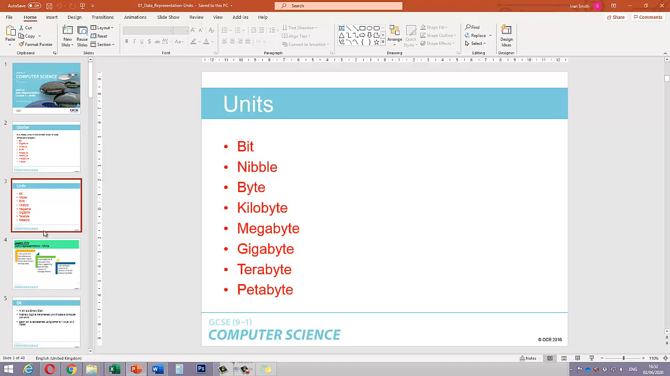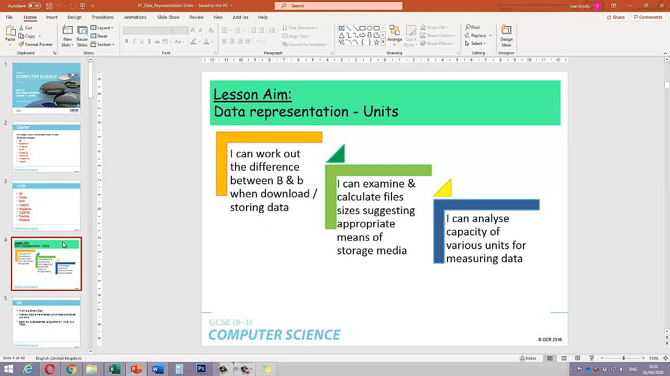Okay, now today I need you to begin to analyze the capacity of the various units for measuring data. That is your kilobyte, megabyte, gigabyte, and so on. Examining how to calculate file sizes, suggesting appropriate storage media, and working out the difference between the uppercase B used in kilobyte and the lowercase b used in kilobit, and then referencing this when downloading and storing data.